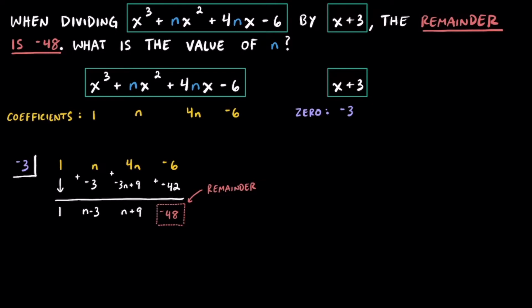Let's go ahead and use the information we have in front of us to now write an equation. The next step in solving the synthetic division problem is going to be multiplying this negative 3 by this n plus 9, and that should equal this negative 42.